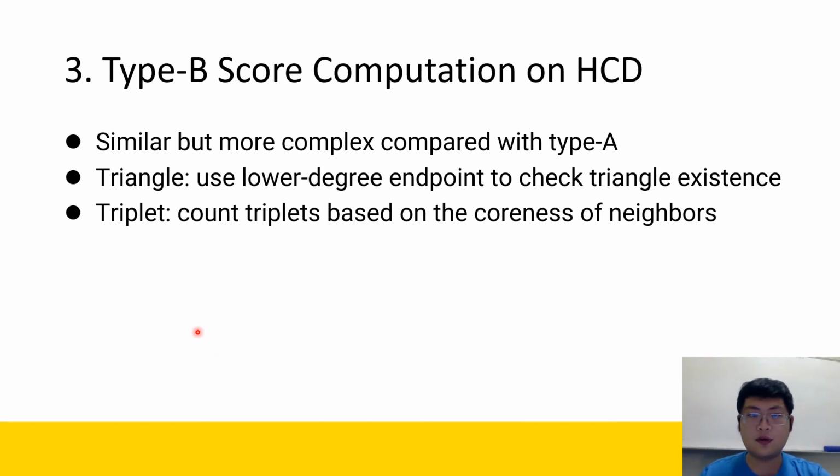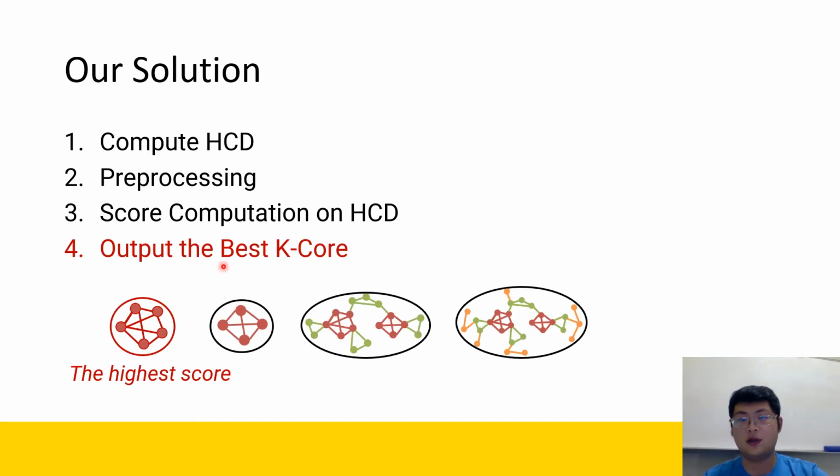For type B score computation, it's similar but more complex compared with type A. For triangles, we use the lower degree endpoint to check triangle existence. For triplets, we count triplets based on the coordinates of neighbors. After score computation, we just output the K-core with the highest score.